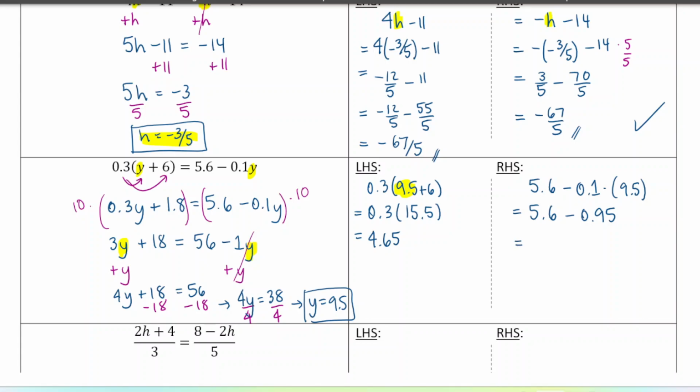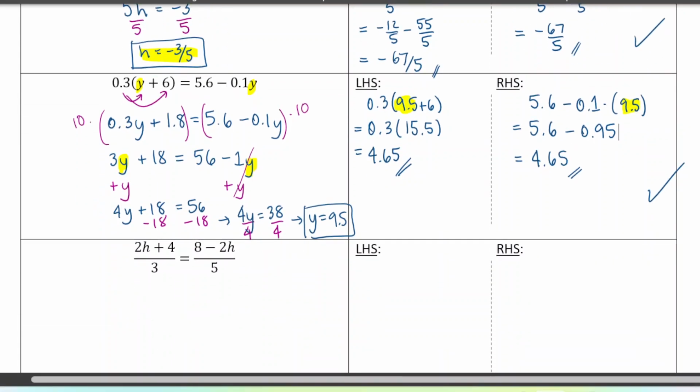And then I'm going to subtract here and end up with 4.65. Oops, I shouldn't box that in because it's not the solution. It's just showing that the left-hand side does equal the right-hand side. So we've found the correct solution.